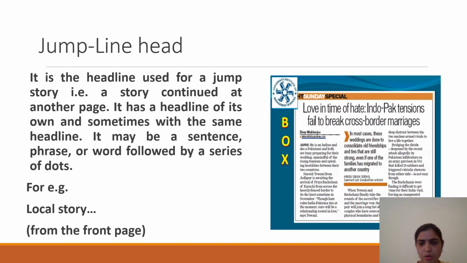Another headline is jump line head. Jump line head is basically used specifically for jump stories that are continued on another page, that started from one page, generally the first page, where the story has started, or the bottom line story, you can say. Bottom story generally covers the jump line head. So it has a headline of its own, and sometimes with the same headline.